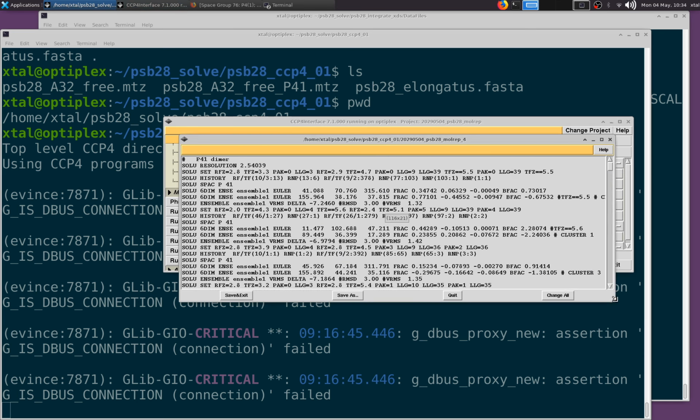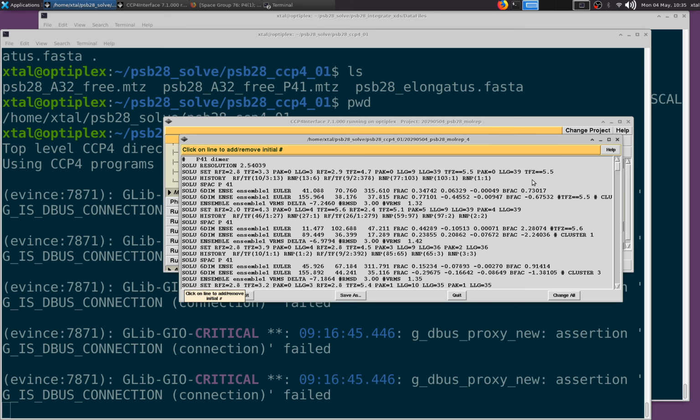So the important thing to look at is the translation function z-score, TFZ, which is the number of sigma above the mean that the translation function is. So the documentation says that if this number is above 8, it's definitely solved, which is nearly true. If it's 5, as it is here, it might be solved, but can't be guaranteed. I have had correct solutions with TFZs as low as 4, also with NMR models.